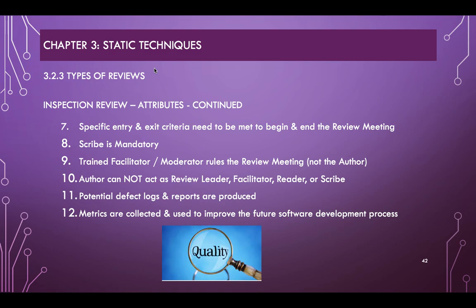The inspection review attributes continued. 7, the specific entry and exit criteria need to be met to begin and end the review meeting. 8, a scribe is mandatory. 9, a trained facilitator or moderator rules the review meeting, not the author. 10, the author cannot act as a review leader, facilitator, reader, or scribe. Really, the author at this point should not be able to do anything except observe. 11, potential defect logs and reports are produced. And 12, the metrics are collected and used to improve future software development process.